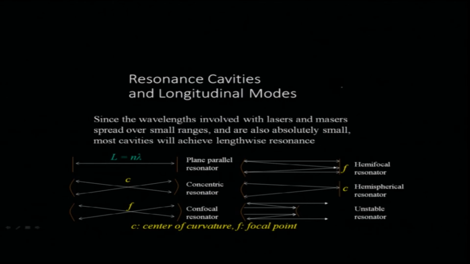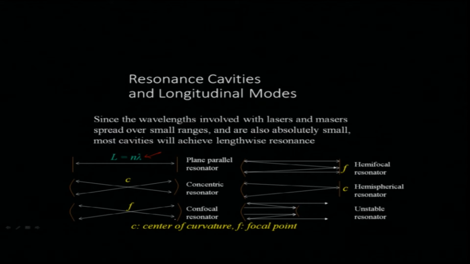We will also show what are the best materials and best ideas of choosing the level structures very soon, but let me go over some of these design aspects. So, the other important aspect is the resonance cavity and longitudinal modes which occur. The wavelengths involved with the lasers and masers, for example, spread over small ranges and are also absolutely small. So, most cavities will achieve lengthwise resonance, because that is only in terms of some lambda.